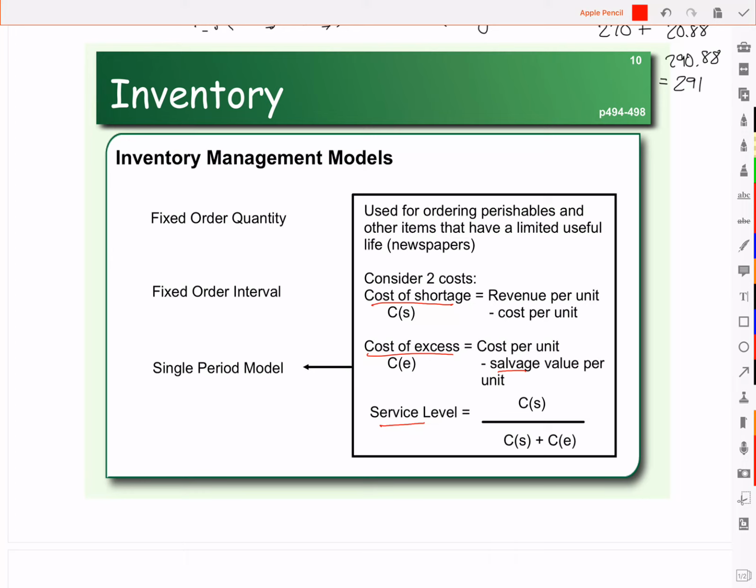Okay, so we have to consider what's the cost of having too much, what's the cost of having too little. And the service level takes the cost of shortage divided by the cost of shortage plus the cost of excess. So let's look at an example.